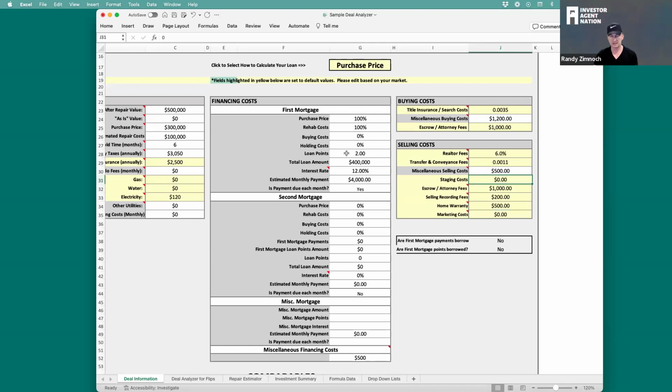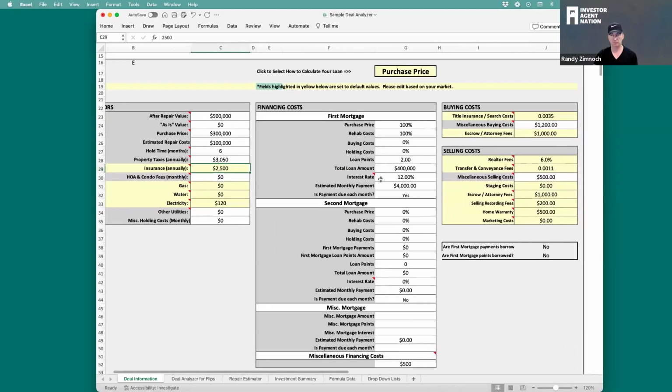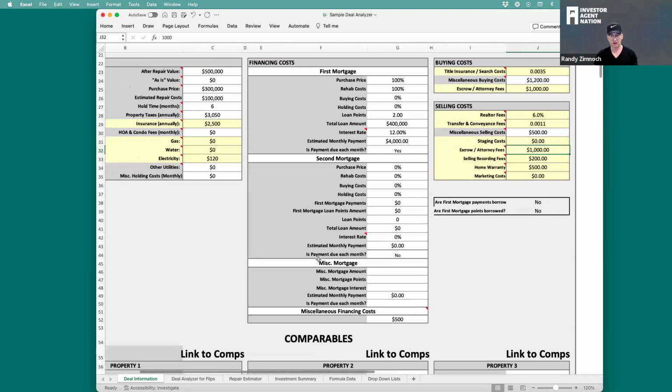And the way this deal analyzer is designed, the yellow ones you should not have to edit per deal. These are standard for whatever market you're in, in terms of your buying and selling costs. Everything in yellow, once you decide what those numbers are, should not be edited, technically. So then all you're really focusing on is the things in the white, the white cells. That's what you're editing. All right, cool.